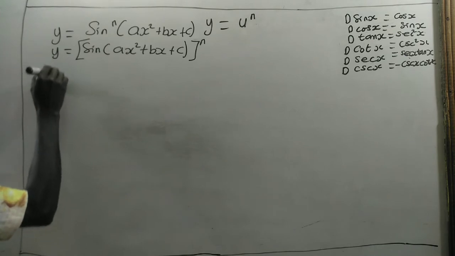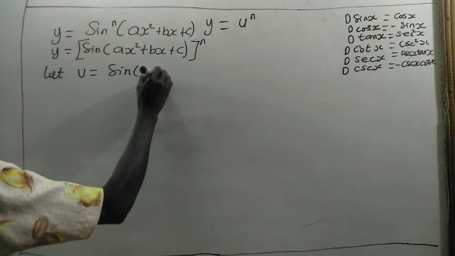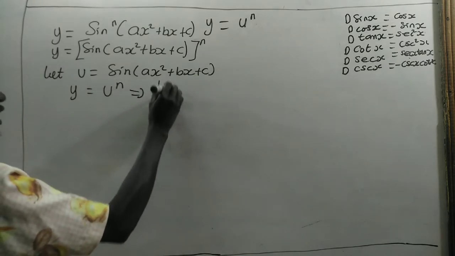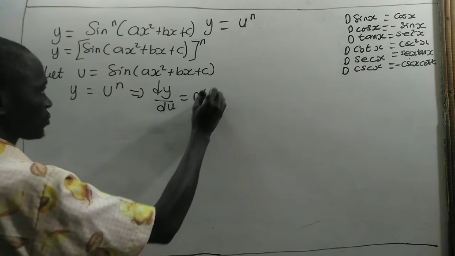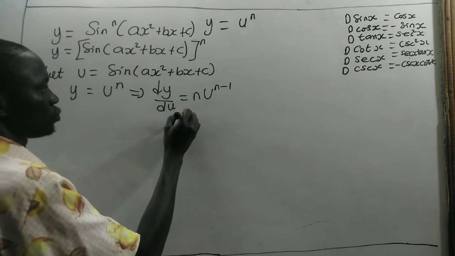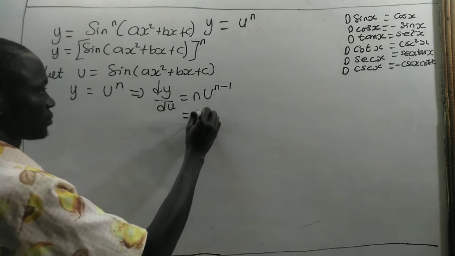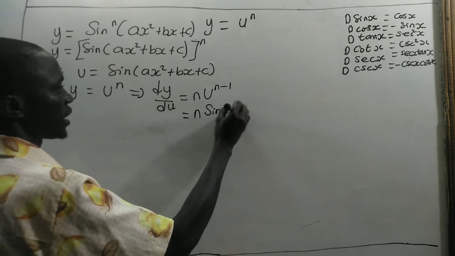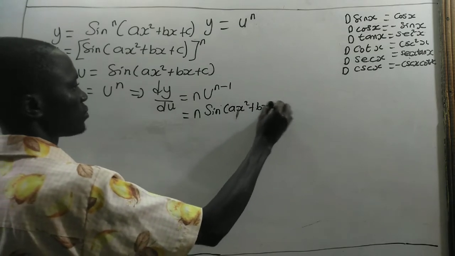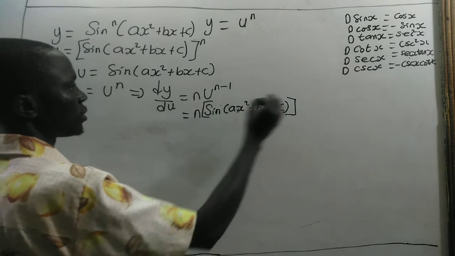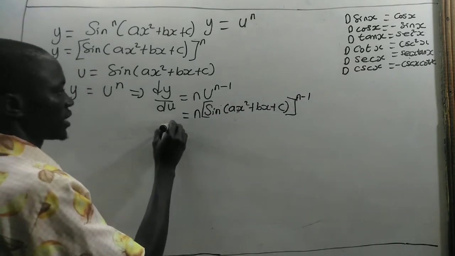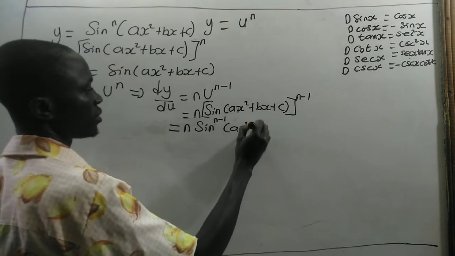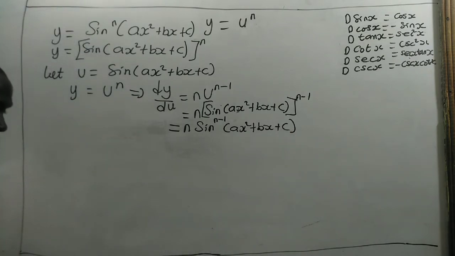So here we will let u be equal to sine of ax squared plus bx plus c, and then we have y is equal to u to the power n. So this implies that the derivative of y with respect to u is equal to n u to the power n minus 1, which is the same as n times sine to the power n minus 1 of ax squared plus bx plus c. So that is what you have there.